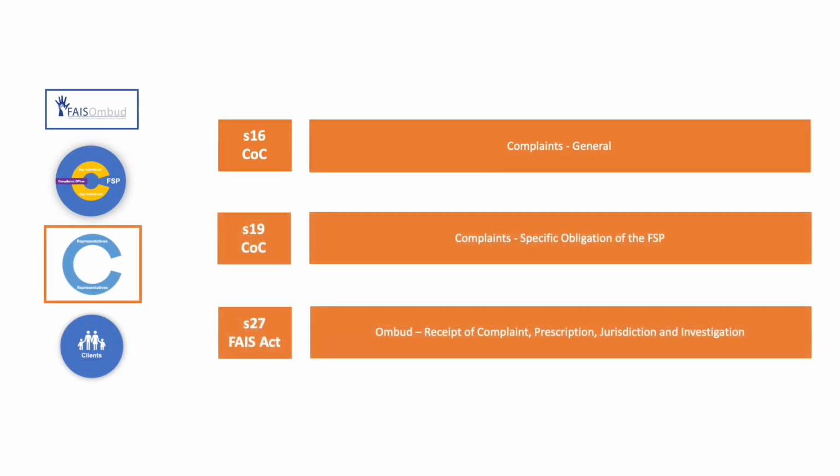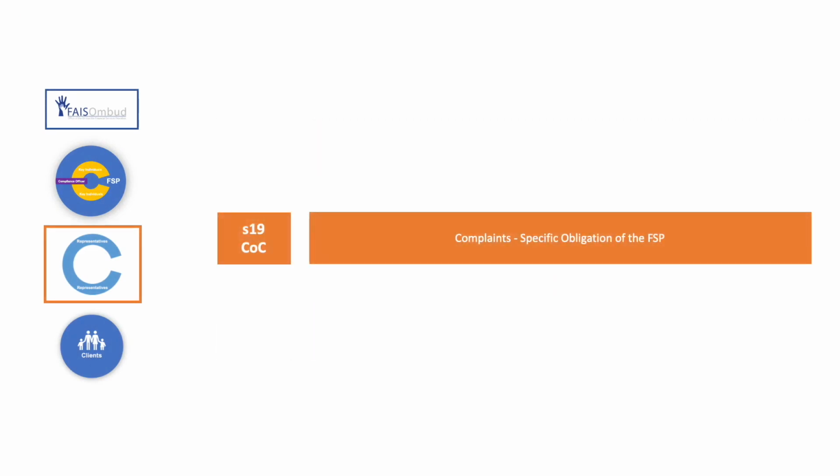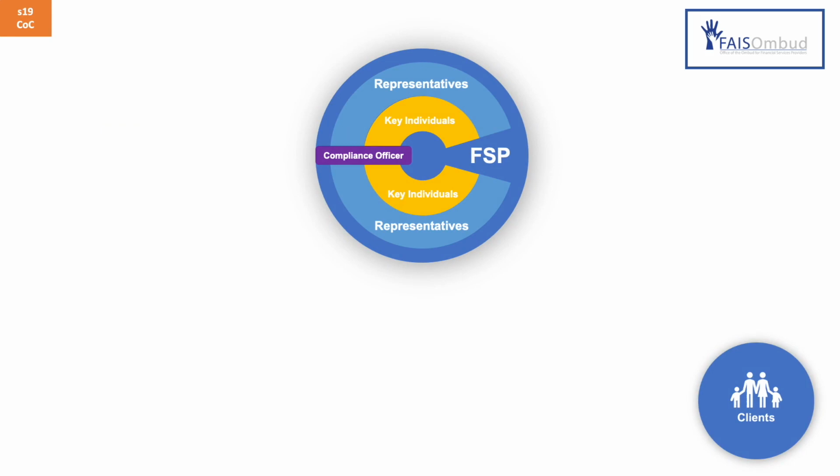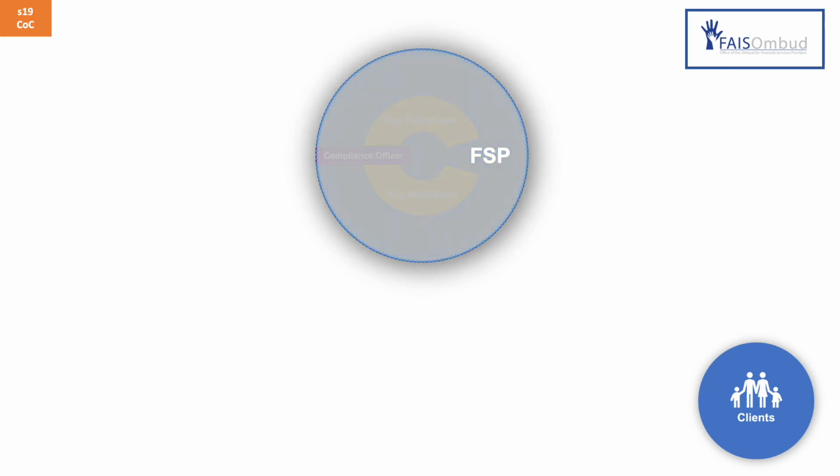Next, we will look at Section 19 of the Code of Conduct. So here we have the FSP, the client, and the FAIS Ombud. Section 19 excludes the representatives of the FSP from these obligations and responsibilities. The FSP must have an internal complaints resolution system and procedures in place, which excludes the representatives. So basically, the system must not rely on the representatives in any way.